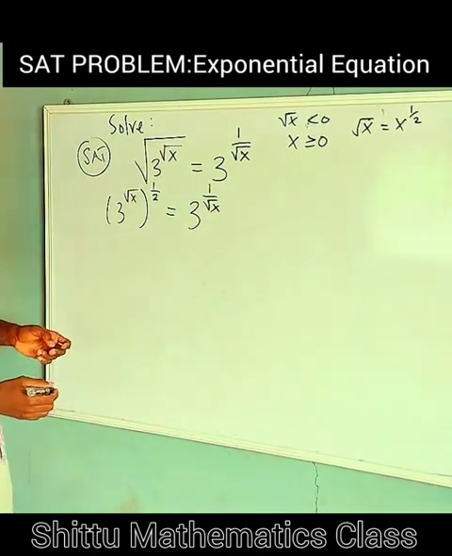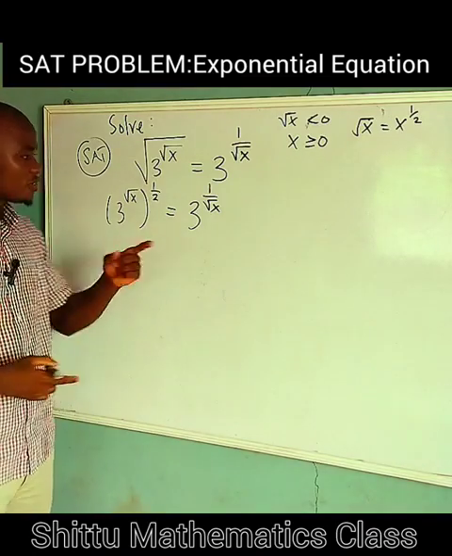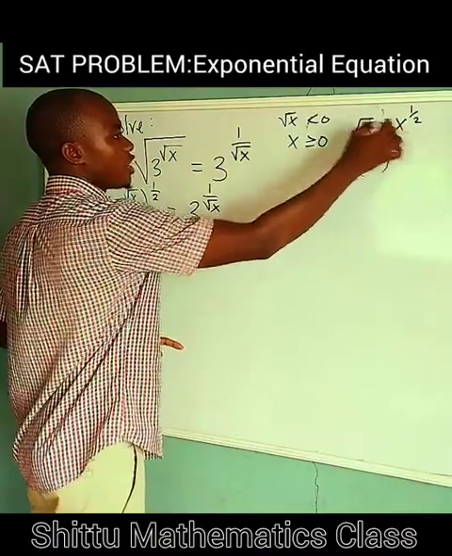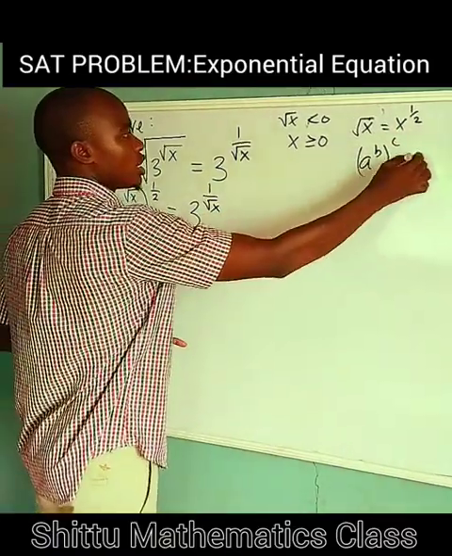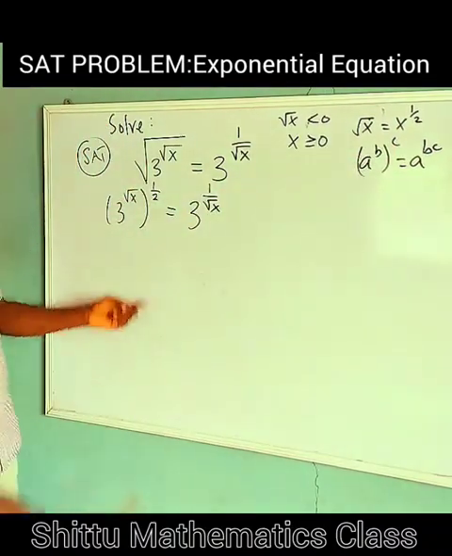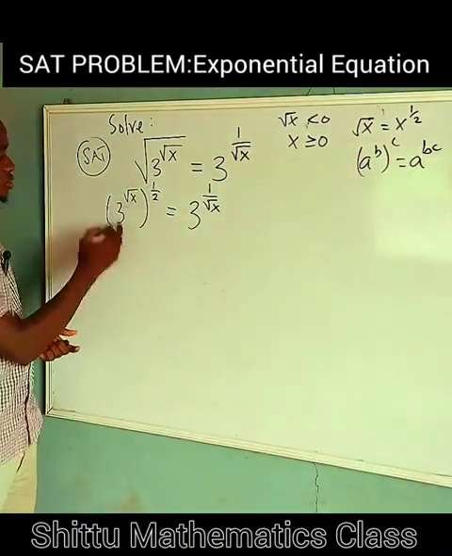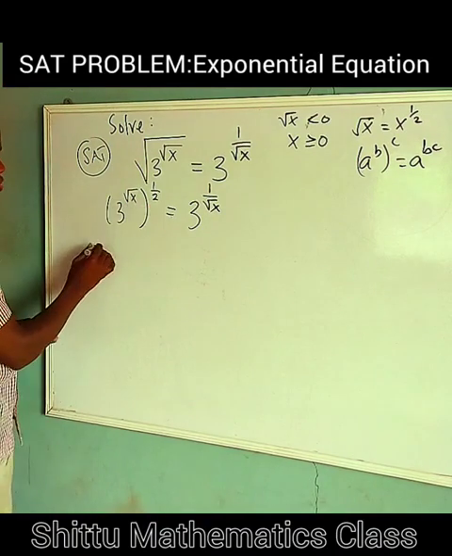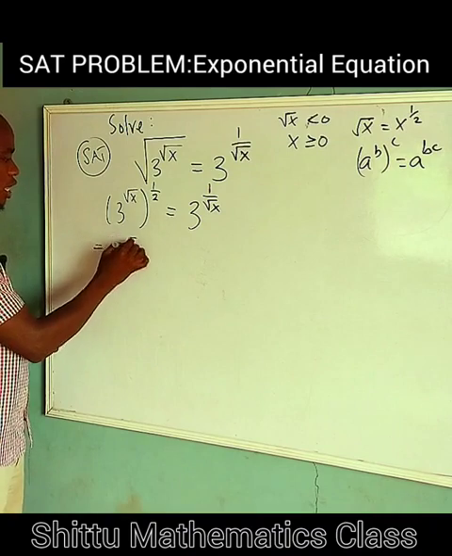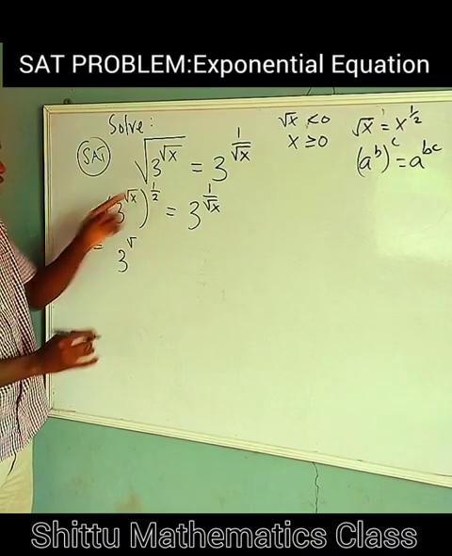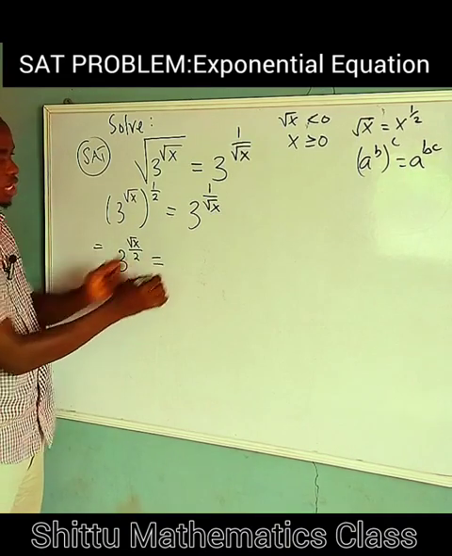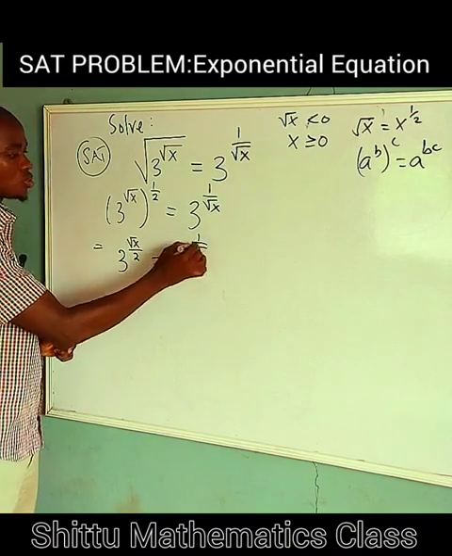From the same law of indices also, whenever you have something like this, a to the power b, then we have another power up here, this is going to be a to the power b times c. Therefore you multiply the two powers together. The same thing we are going to do here. We have root x and we have 1 over 2, so these will multiply. We have 3 to the power root x over 2 equals 3 to the 1 over root x.